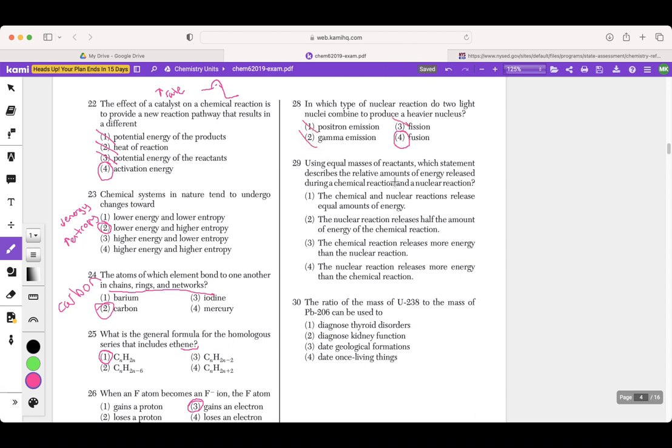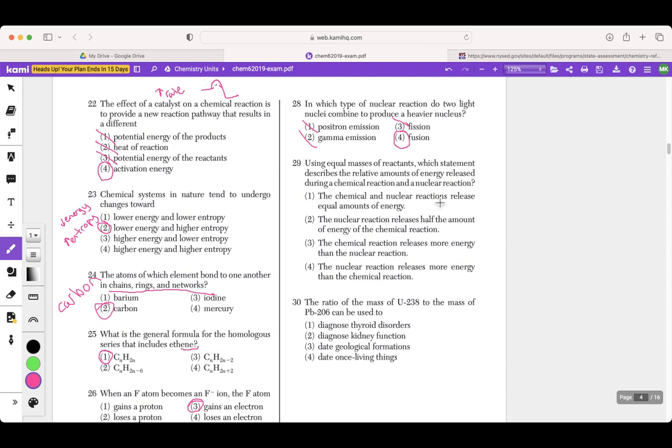29, using equal masses of reactants, which statement describes the relative amounts of energy released during a chemical reaction and a nuclear reaction? Okay, let's think about that again. If I use equal masses of reactants, which describes relative amounts of energy during a chemical reaction and nuclear reaction. Okay.